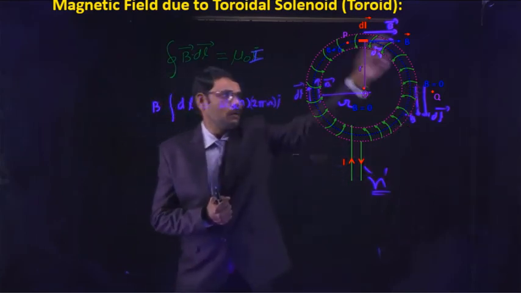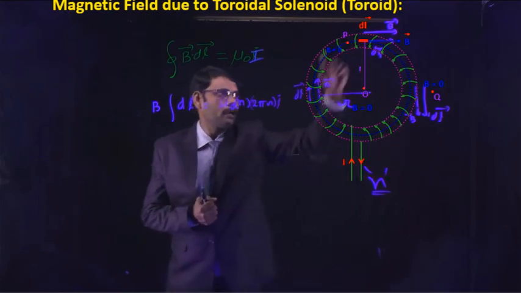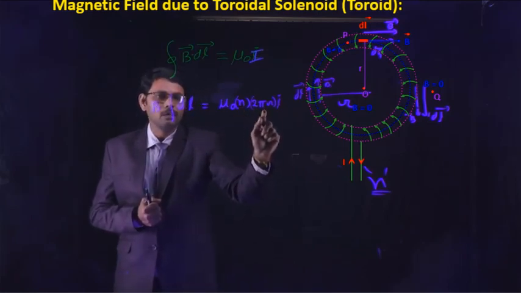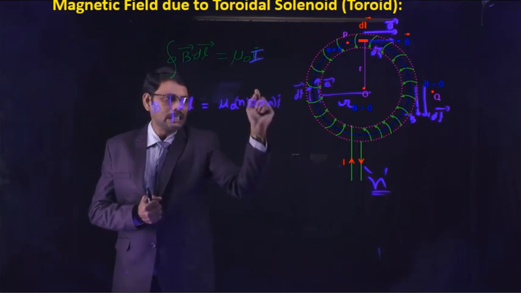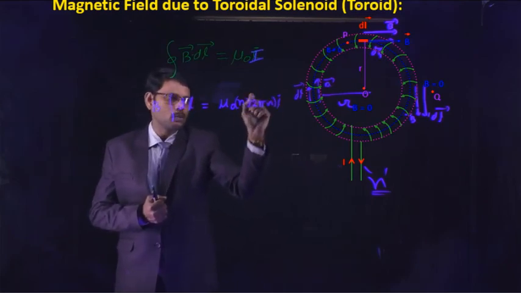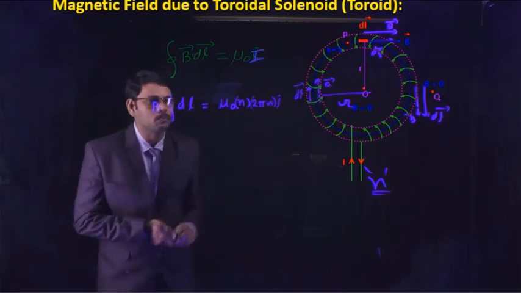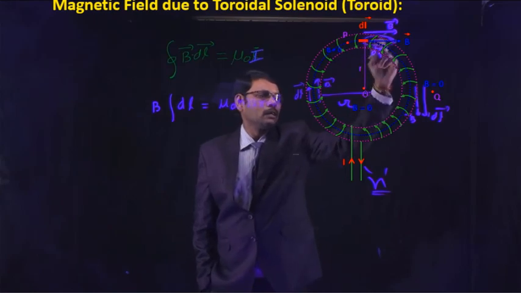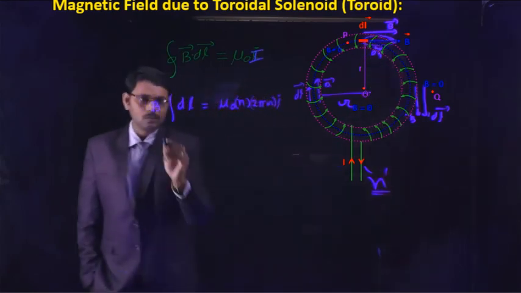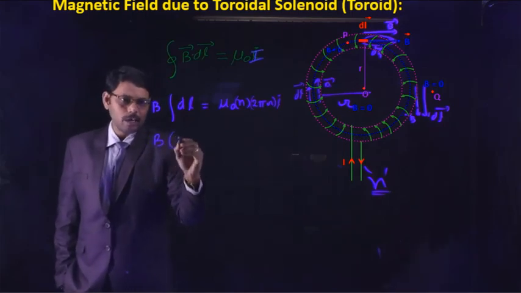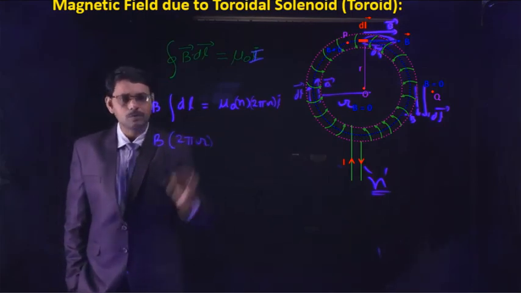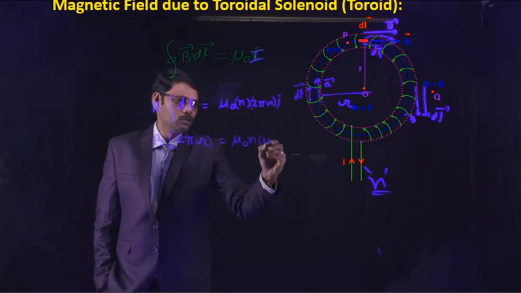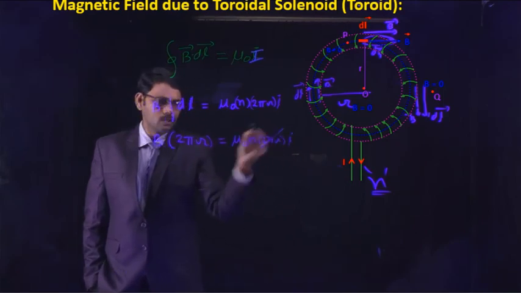Then the total number of turns in the toroid, for the total length, the perimeter, 2 pi r, is small n into 2 pi r. In each turn, I is the current passing. So the total current passing in the toroid is number of turns per unit length into perimeter of the toroid into current through each loop. Here the integral dl is the sum of the elements of the toroid, which means the perimeter of the toroid, 2 pi r. So B into 2 pi r is equal to mu naught n into 2 pi r into I. Here also 2 pi r gets cancelled.